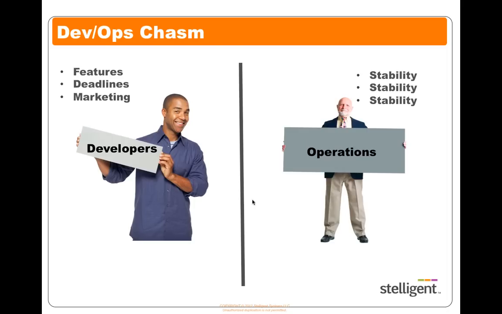And then on the other side, with operations, usually the goal is to make sure that once that software is out there, there are never any issues in production. So these are really competing motivations, and usually there's a chasm, a divide between these organizations.